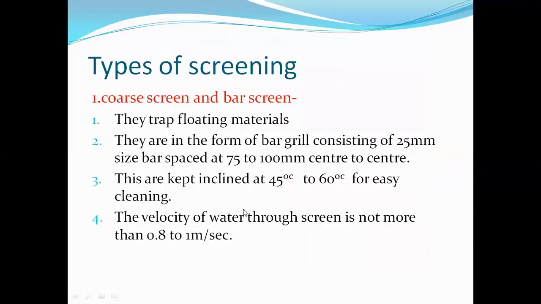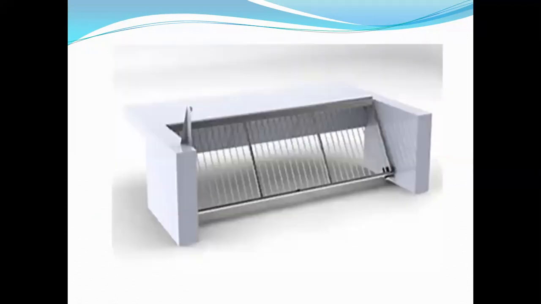Then second, we saw the types of screening. In the previous lecture, we saw the types of screening. There are two types of screening. In that, the first one is the coarse screen or bar screen. The screen which consists of steel bars and which is inclined at 45 to 60 degrees. This type of screening is the coarse screening, and the spacing between two bars is 75 to 100 mm.